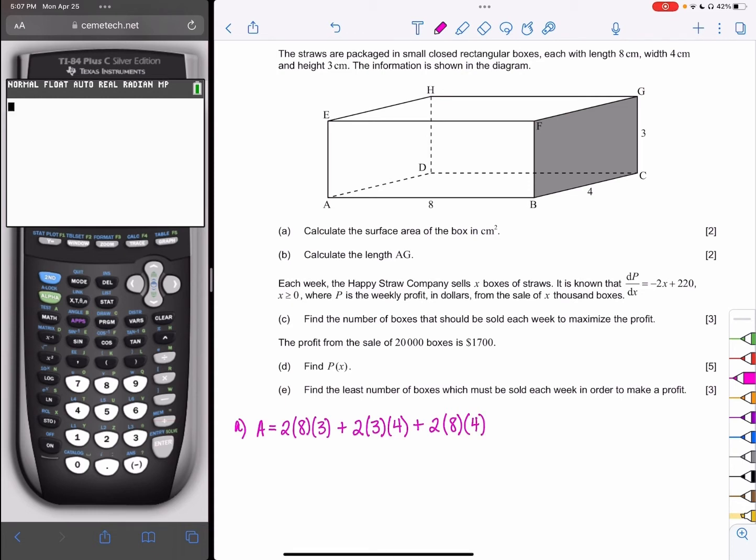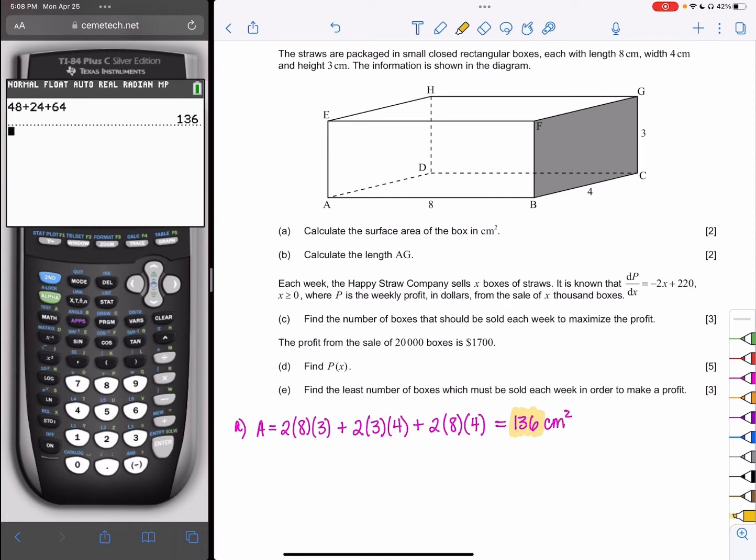So once I do that, I can literally type that into the calculator, and I already know that 8 times 3 is 24, times 2 is 48, plus 2 times 3 times 4, that's 24, plus 8 times 4 times 2, so that's 64. So when I add all of that up, I get 136 centimeters squared there. So that is my surface area, 136.